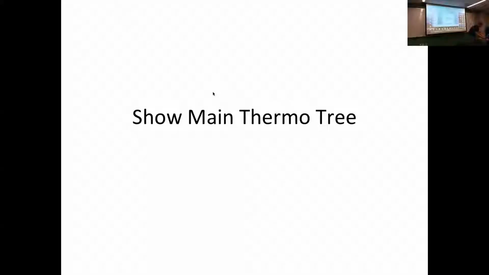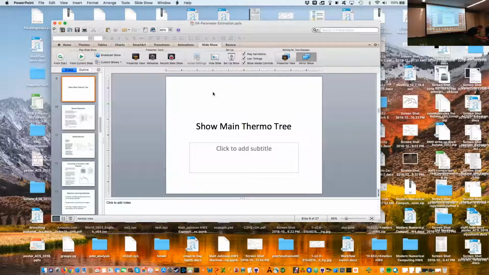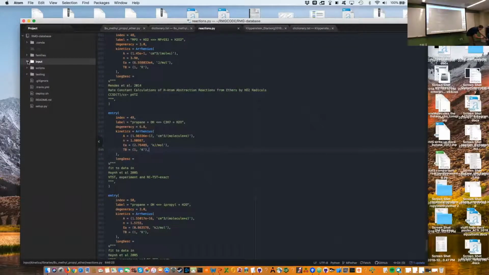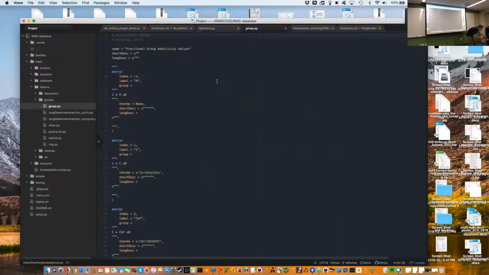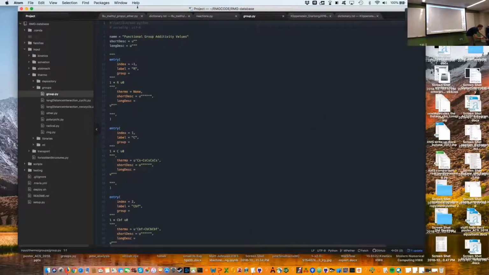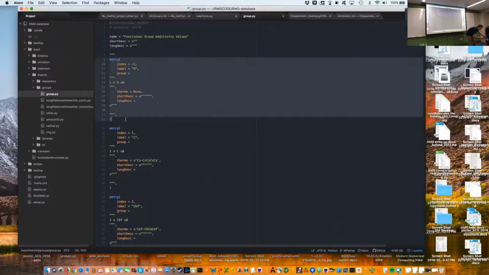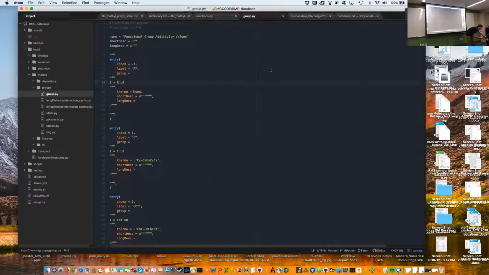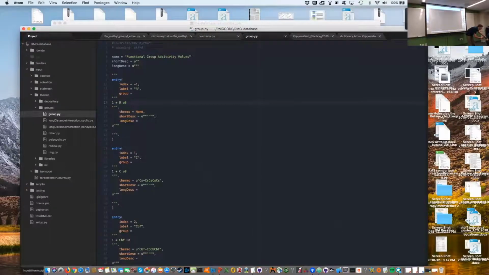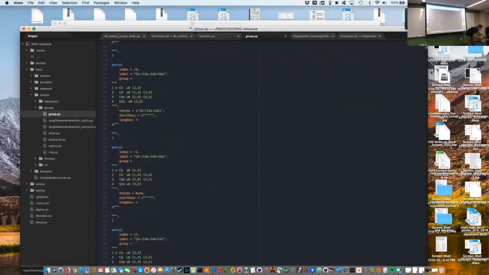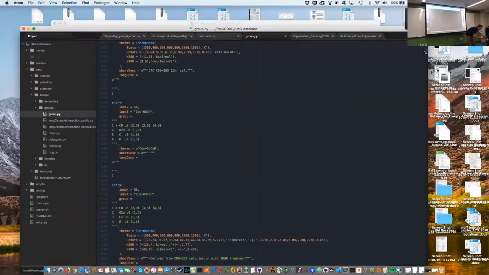Okay, so now I'm going to pull out the database, and this is what our general thermo tree looks like. So here you can see is the most general atom that you can associate stuff with. It's a single R with no radical electrons. And you can kind of go through here.